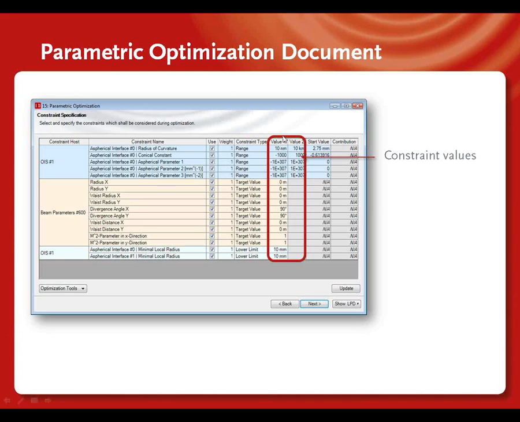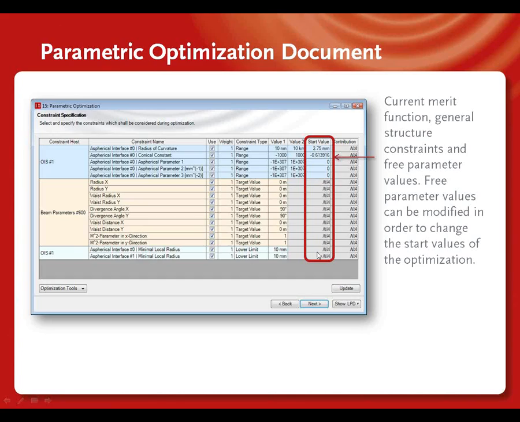So the values that are probably required for the constraints are defined in the following two columns. For example, if we define a range, we have here the lower and the upper limit. But if you have selected just target value as constraint type, you can enter here just one value.